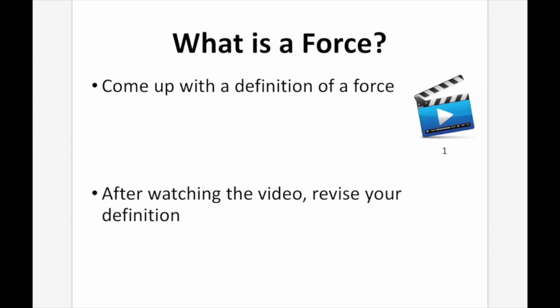So what is a force? Pause the video and come up with a definition for a force. After you've come up with your definition, watch number 1 and revise your definition.